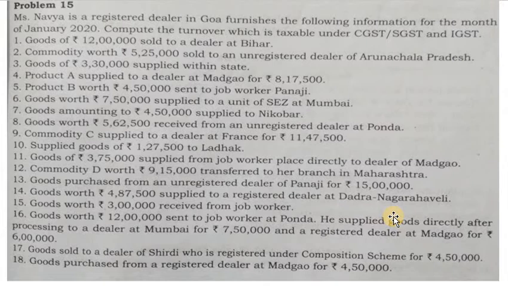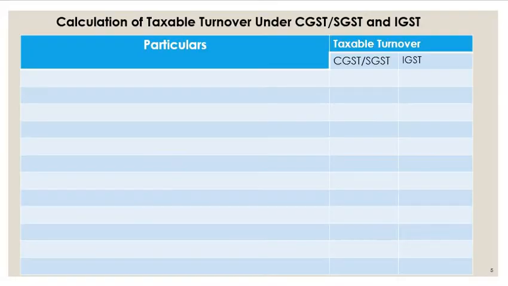Remember, we need not calculate tax liability here. We just have to find out the turnover which is liable to tax under central GST and SGST and also IGST. That's all. We will discuss each transaction when we work out the problem. So let's go to the next slide. This is the format: calculation of taxable turnover under CGST, SGST and IGST. Make three columns: one for particulars, then columns to write the taxable turnover under CGST and also under IGST.